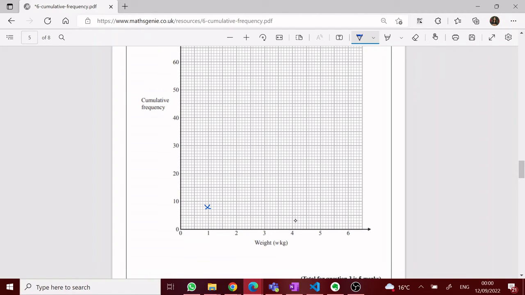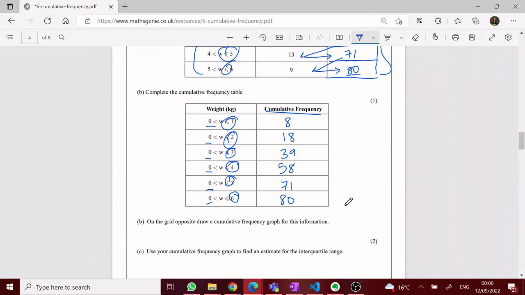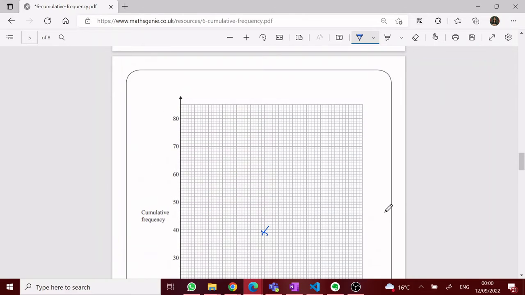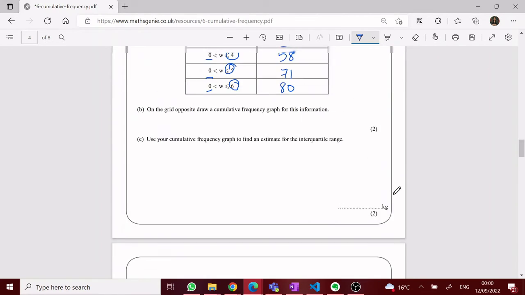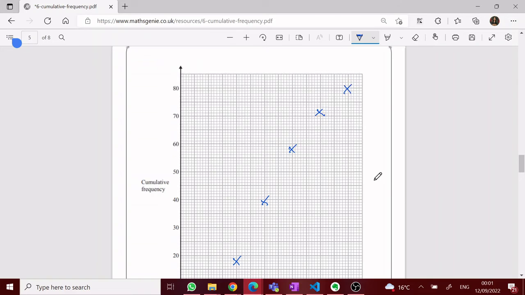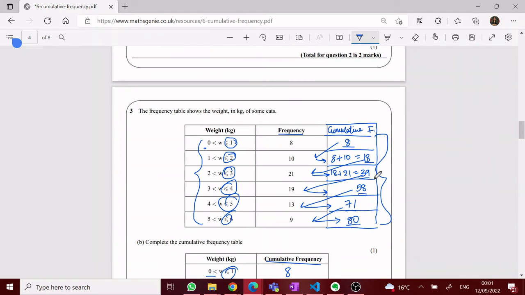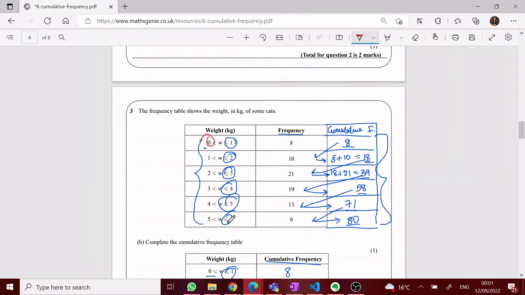So try to be as precise as you can. And then we have 4, 58. Then 5, 71. And finally 6, 80. So this cumulative frequency graph starts from 0, ends at 6.